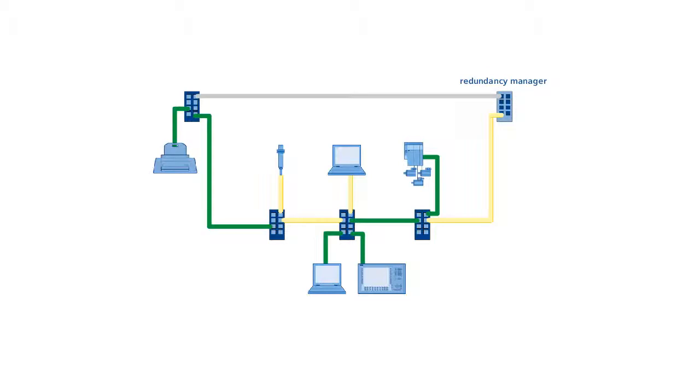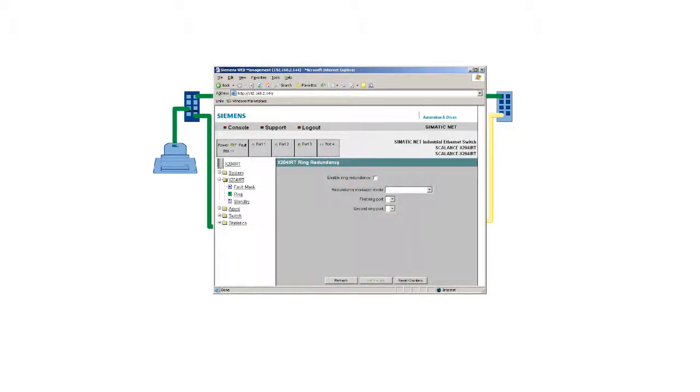Two ports of the redundancy manager take on the ring monitoring. All other switches are subordinated to the redundancy manager by configuring two of their ports as ring ports. Subsequently, a physical connection from the redundancy manager to the other line end is established, which closes the ring. The required settings are preferably made via the web-based management. This is an intuitive user interface whose operation is familiar from the Internet.